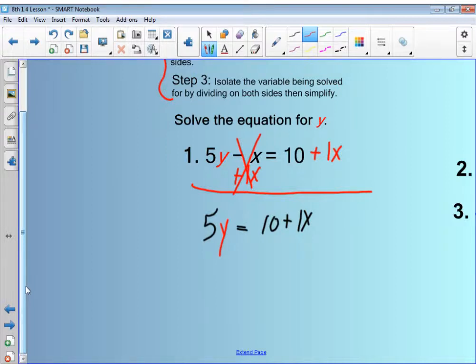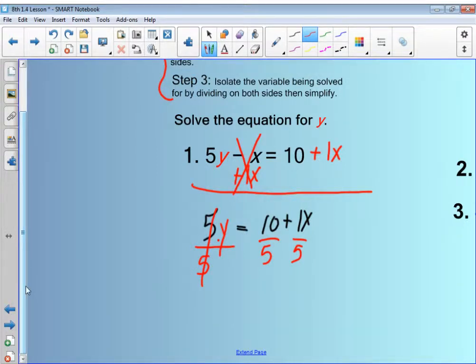So right now it's 5 times y. We're going to divide by 5. And over here, I'm going to divide each of these by 5. I like to write them individually so that I don't forget to simplify where I can. That's why I choose to write them individually instead of both of those numbers over just a single 5.